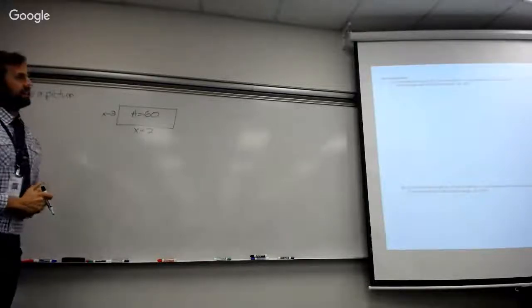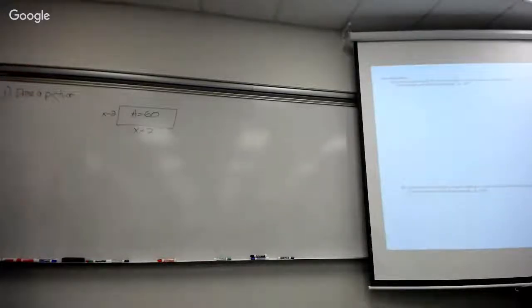Okay, is that the end of the problem? It says find the length and the width of the rectangle. That's the end of the problem. So what do we do now? That was step 1, draw a good picture. And a good picture captures all the details of the problem statement. Step 2 is build an equation.